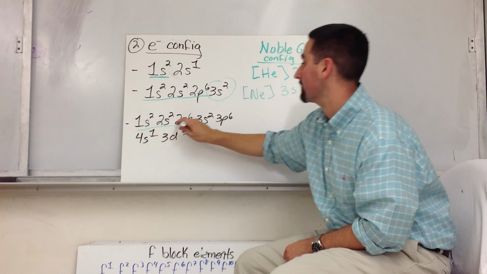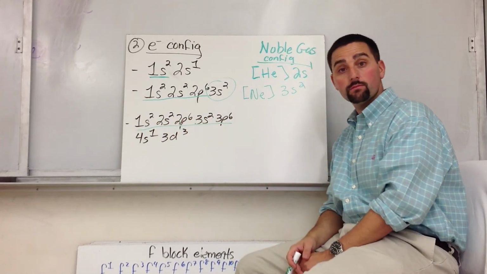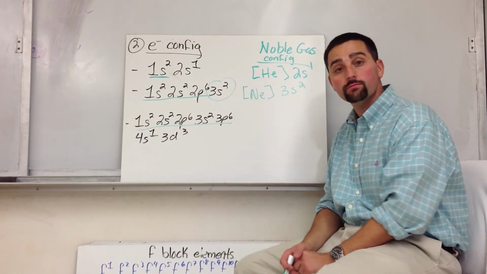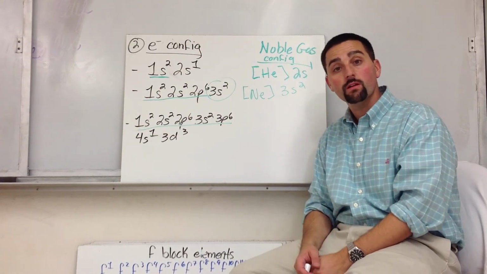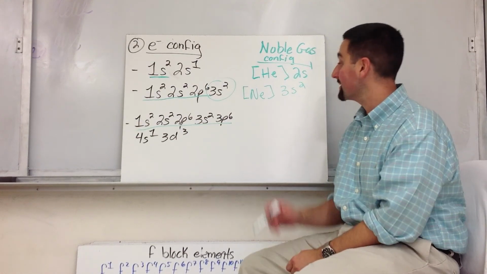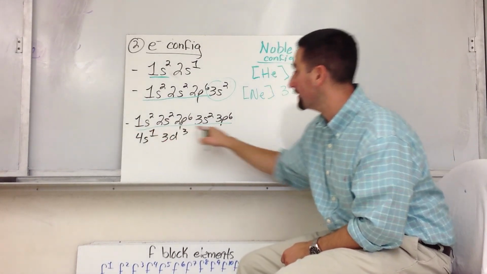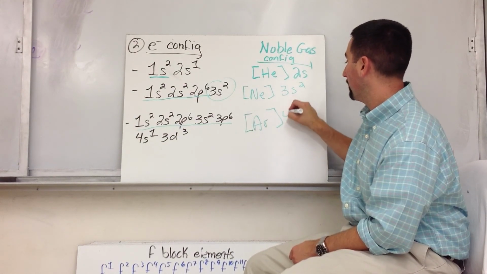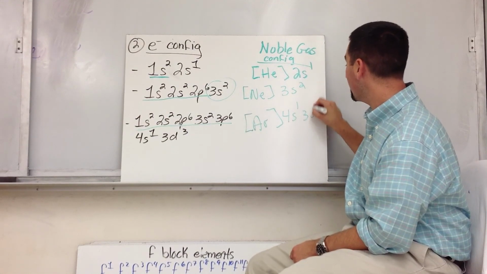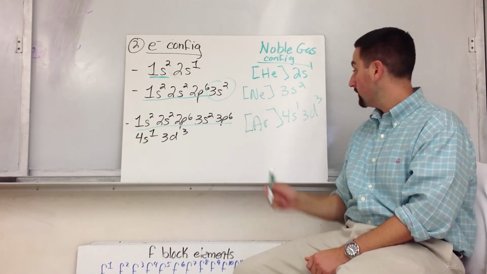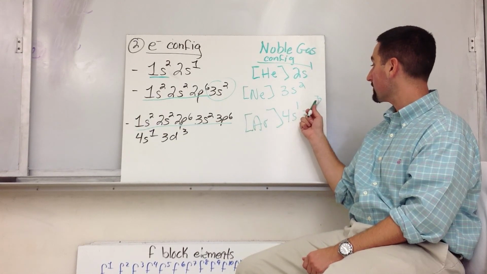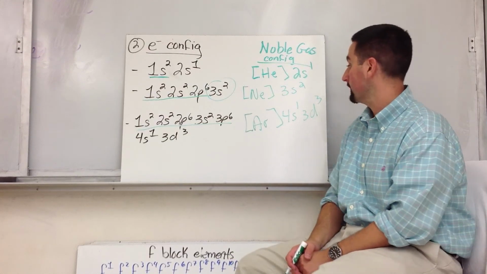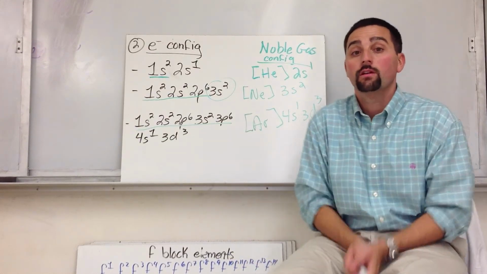All of this is which element? What's the 18th element? If you find it, you're going to come to realize that it's argon. So all of this underlined in green can be abbreviated by argon, 4s1, 3d3. 18 electrons, 19 plus 3 is 22. Right? And that's how you do noble gas configurations.